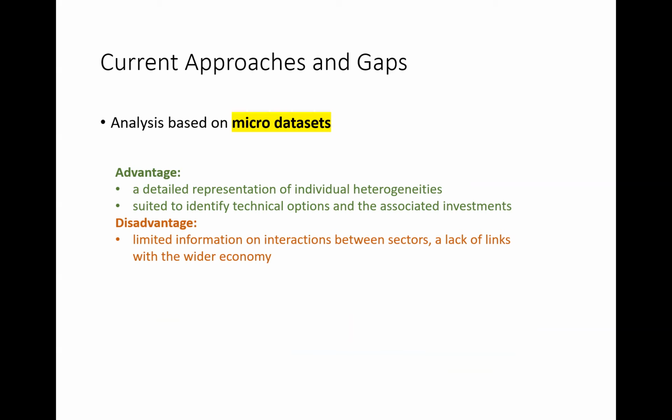So in short, the bottom-up approach has some advantages. The advantage is that it gives a detailed representation of individual heterogeneities, for example, their age, their technology type, their input, output, and it's suitable to identify technical options and the associated investment, because we directly analyze the plant-level data, right? But it has a major disadvantage: it has limited information on interaction between sectors. So we cannot catch the indirect impact, and it will lead to a biased assessment.